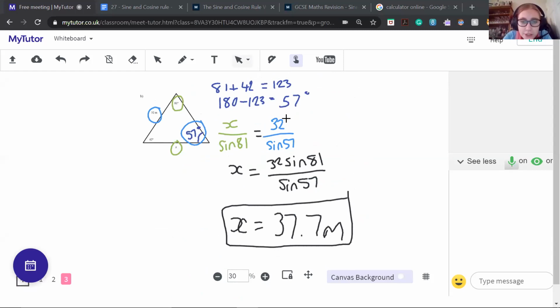Someone said, why is it 32 sine 81? Because we've multiplied by sine 81. You always put the number first, just like you'd always put 3x instead of x3. You always just put it that way round.